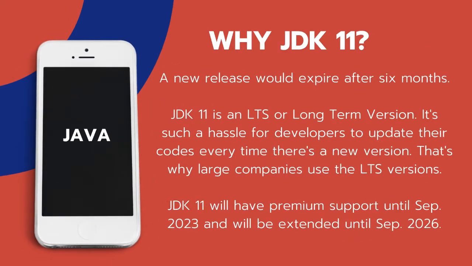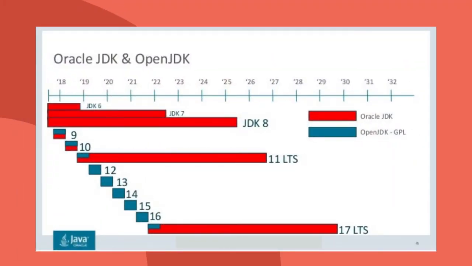Well, the Java Development Kit comes in many different versions, and normally we would choose the latest version from different JDK vendors such as Oracle, IBM, Red Hat, Azul Systems, and Amazon, which we'll be using for this tutorial. So, why JDK 11? Normally, a new release would expire after 6 months, and as posted in Oracle's Java SE support roadmap, JDK 11 will have premier support until September 2023, and it will be extended until September 2026.